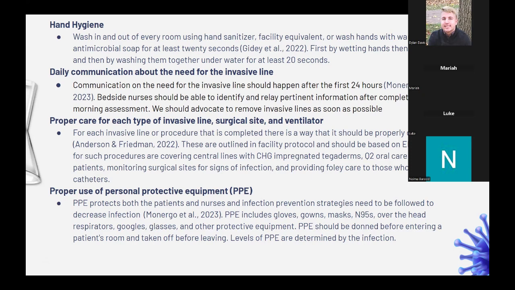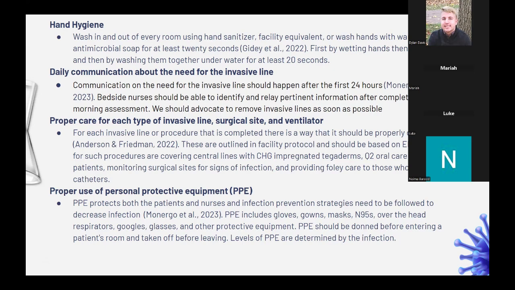Daily communication is important because the longer the invasive line stays inside of the person, the longer they have to be getting infected. So communication for the need for the invasive line should happen after the first 24 hours. The bedside nurses should be able to identify and relay pertinent information after completing their morning assessments on whether or not the patient should still have said line.